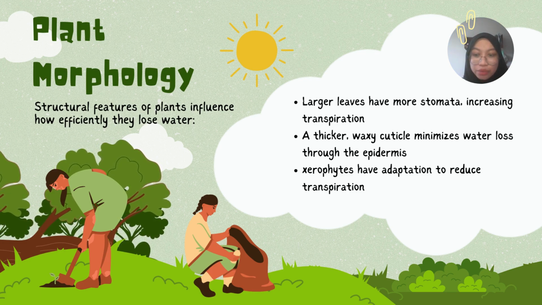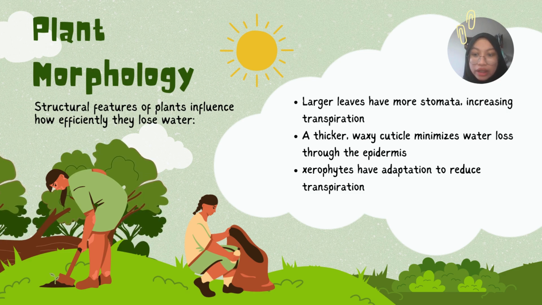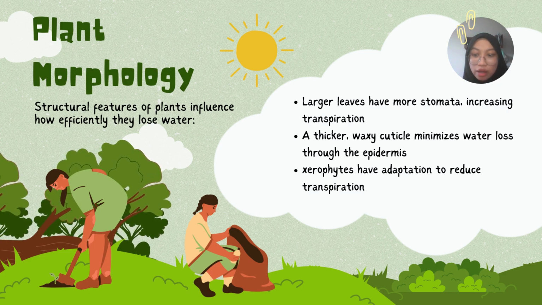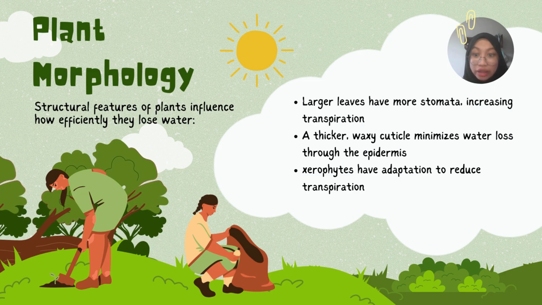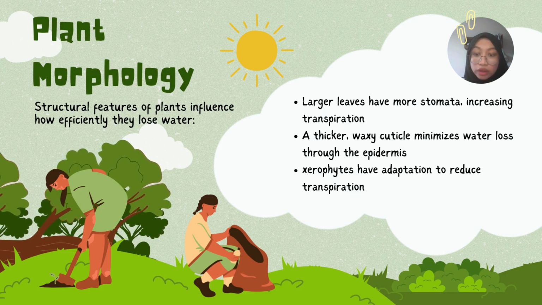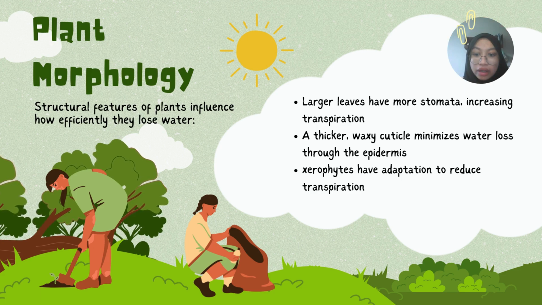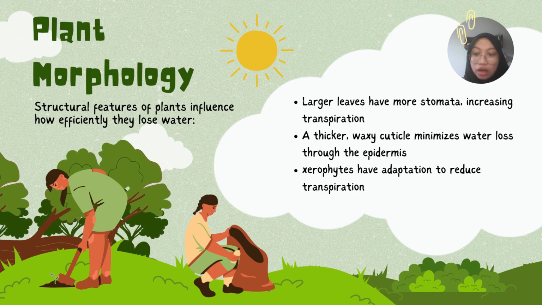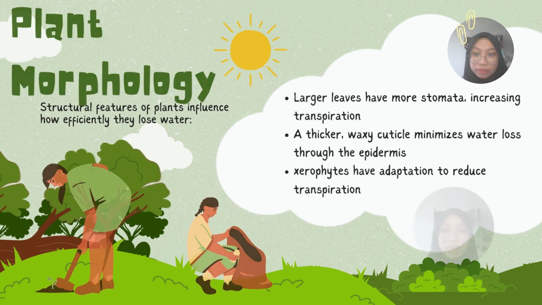Lastly, we have another factor, which is stomata density and also placement. Some plants like xerophytes have fewer stomata that are located on the underside of the leaf to reduce water loss.